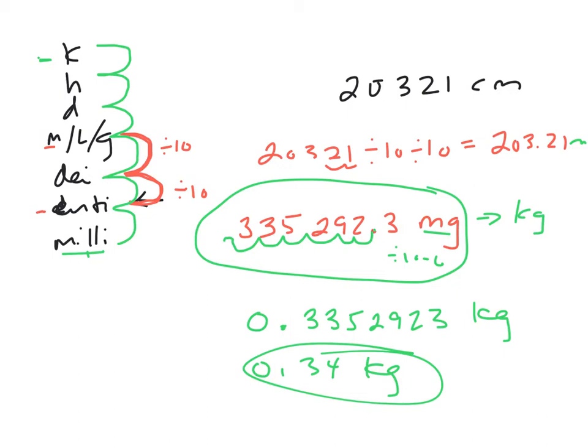So this is what we use conversions for. When we go from the small end and we're converting it to something bigger, we divide by 10 for each step we have to go up to get there. So if I have 335,292.3 milligrams, that's dumb. It makes a lot more sense as a scientist to talk about 0.34 kilograms.